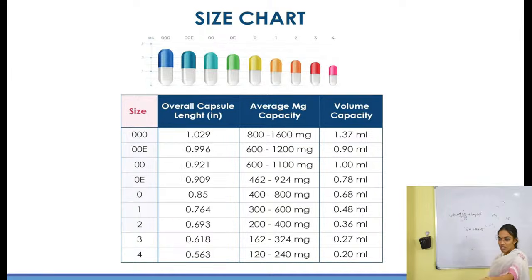Also the previous slide, please. So we were discussing the average capacity of the capsules. In the average capacity of a size 0 capsule, it is around 400 to 800 mg, so in between we have 500 mg. That is the average capacity. Volume capacities are also very important. We need to remember those volume capacities.